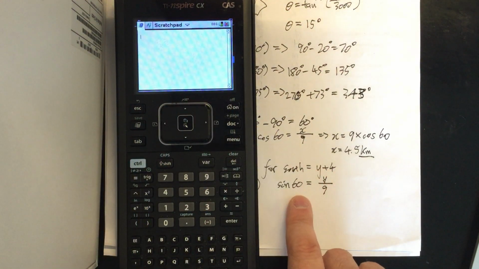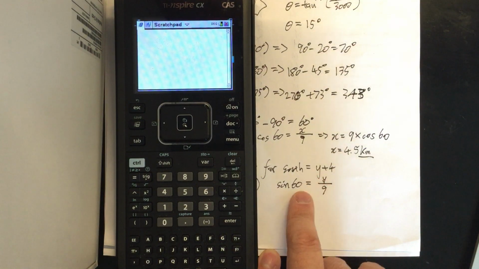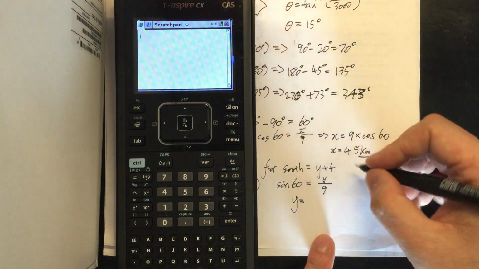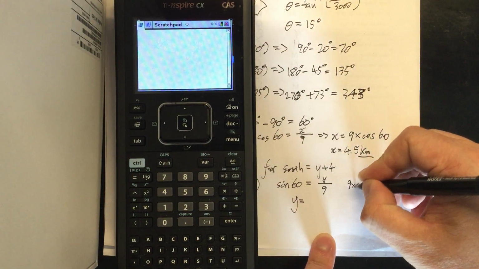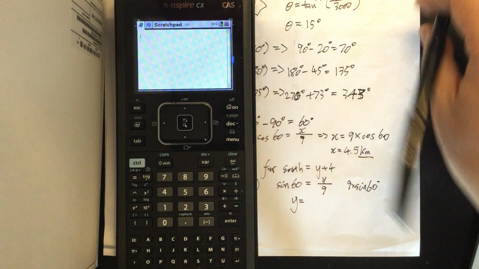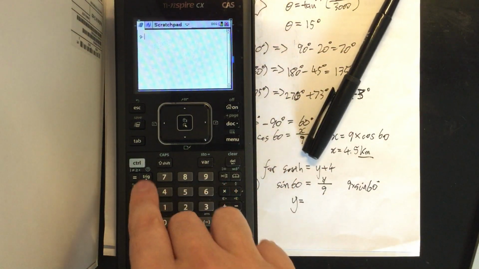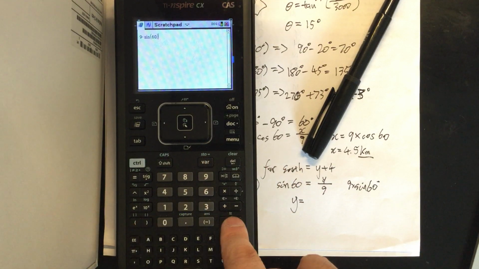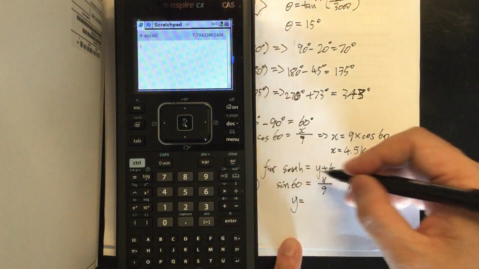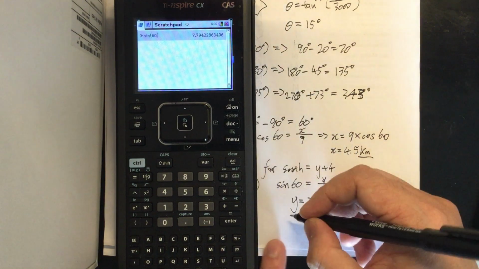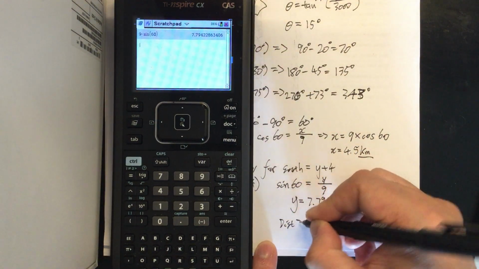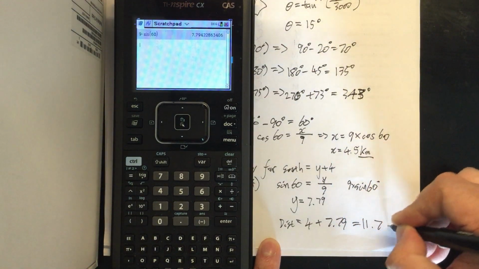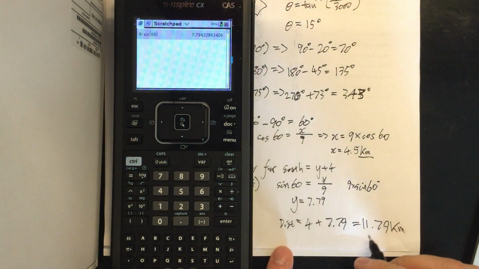I mean, you can calculate this a number of ways. You can calculate it the way I'm doing, by doing 9 times sine of 60 degrees. You press sine of 60. Boom, 7.79. And so your distance equals 4 plus 7.79, which equals 11.79 kilometres, meaning that's the distance you are.